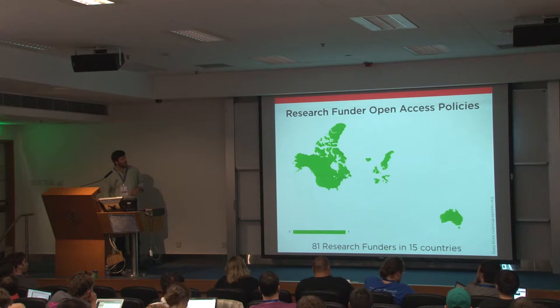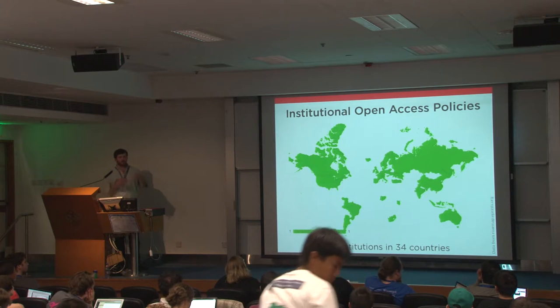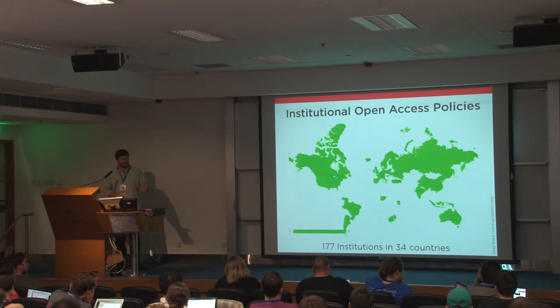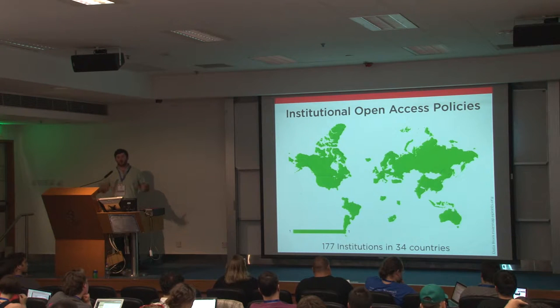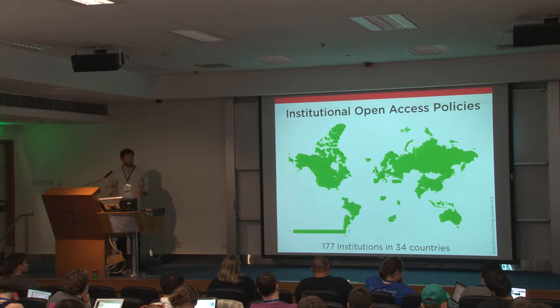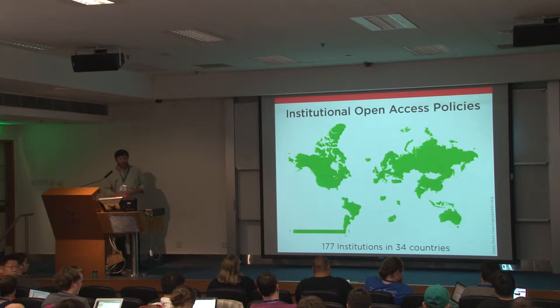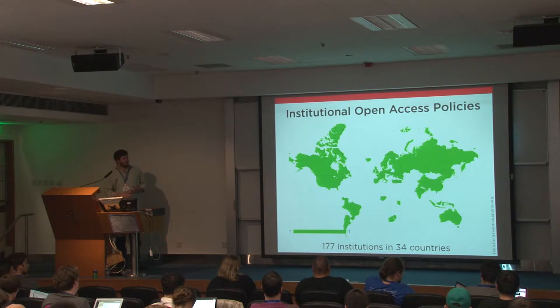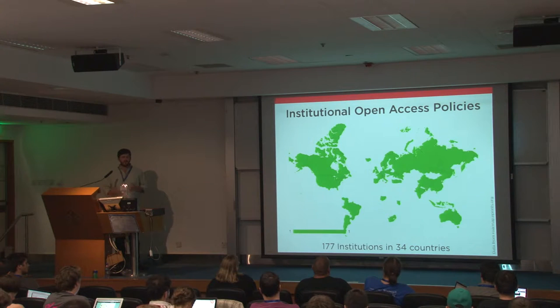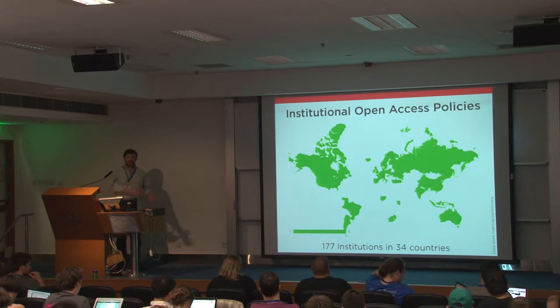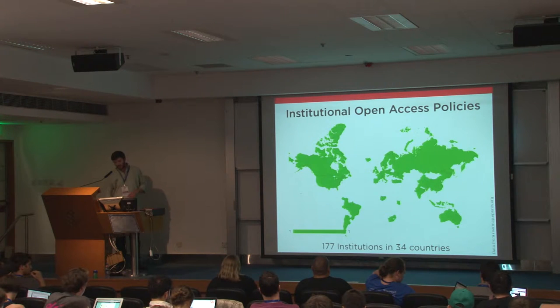The other part of open access policies are institutional open access policies. These are policies like those of institutions like Phoebe's, the University of California, that require all the articles published at an institution to be made freely available. Right now there are about 177 institutions with these policies in about 34 countries. The countries highlighted are those that have at least one institution with an open access policy. So this is another place where you all can really make a difference by reaching out to the institutions where you're housed or those around you and working with them to try to create these institutional open access policies. And in the discussion, I'm happy to go into more details about how the policies work, how they should be set up, and answer any of your questions there.